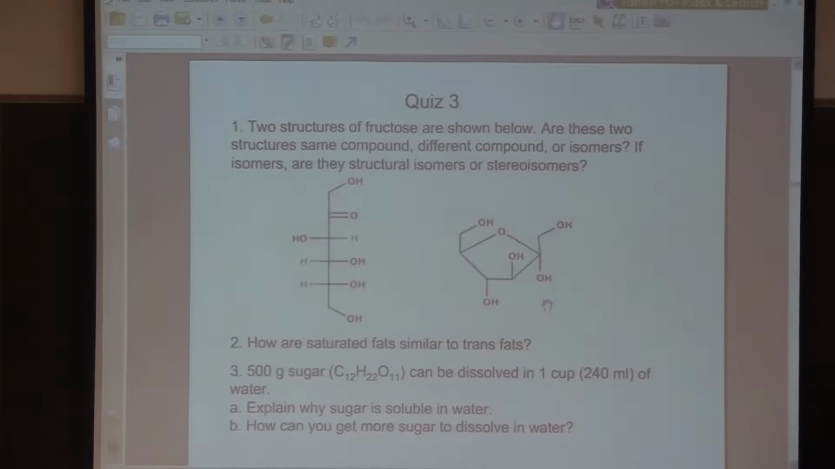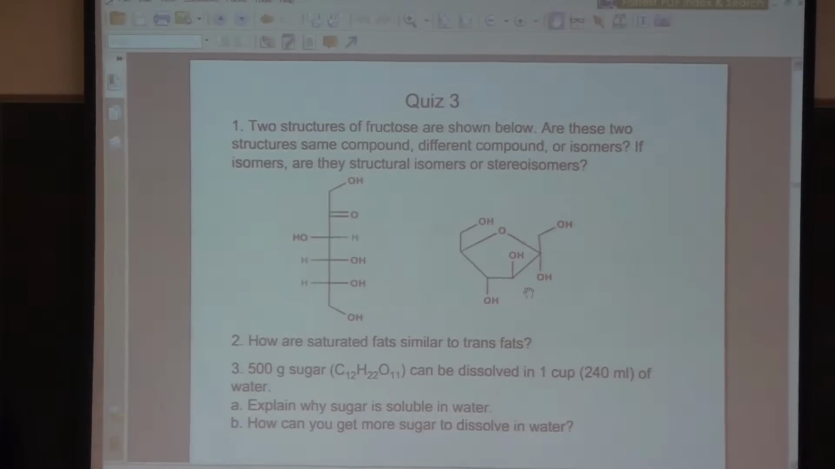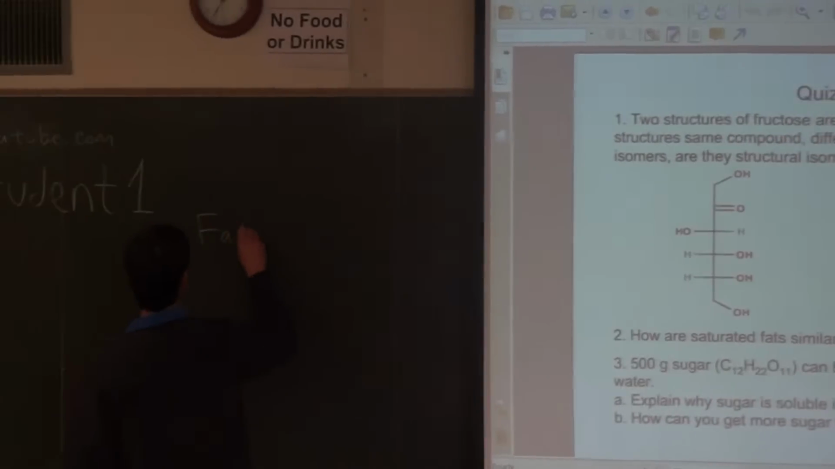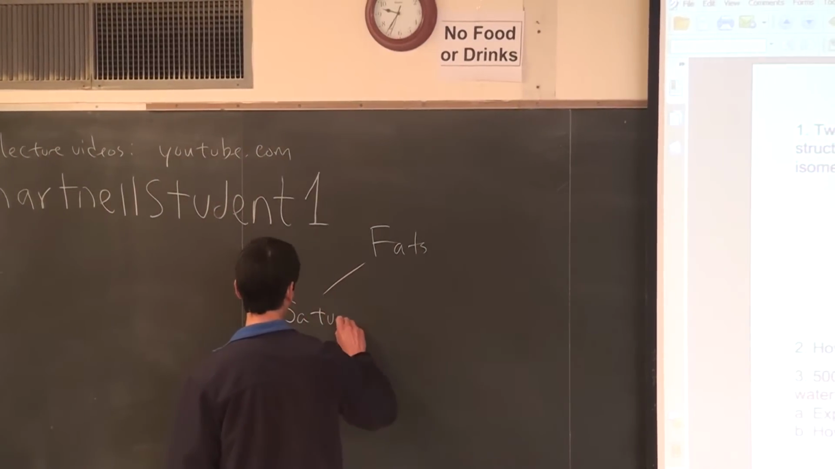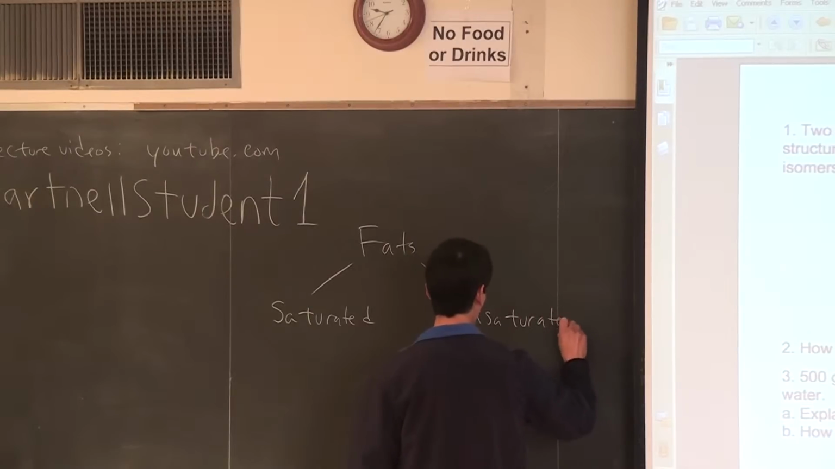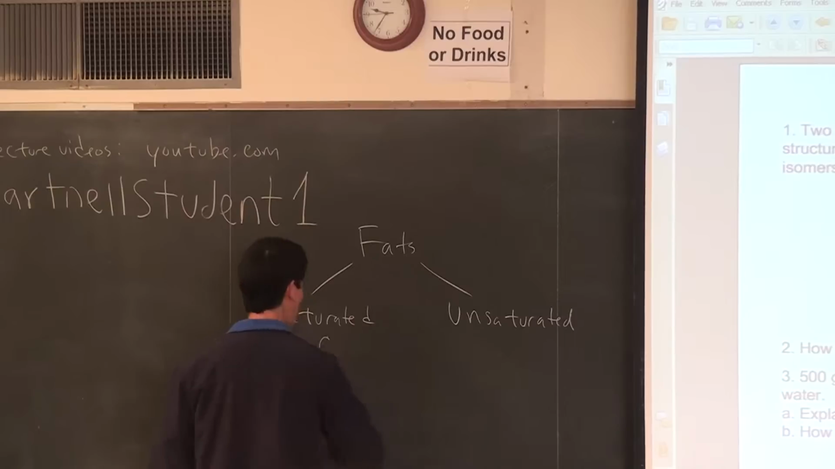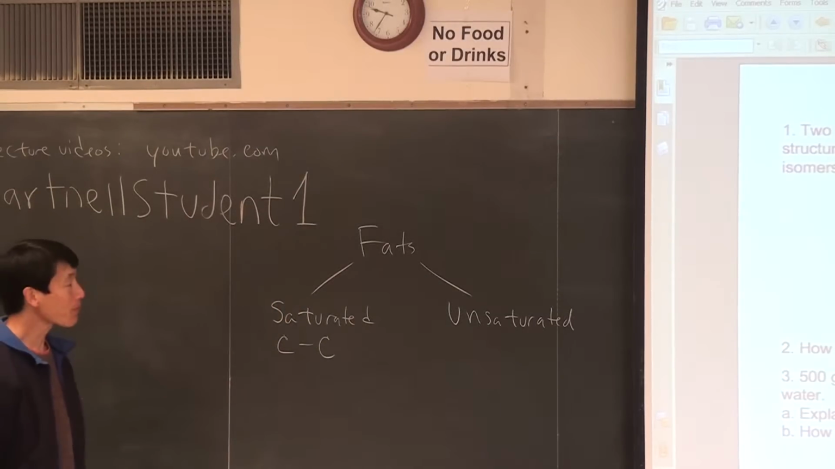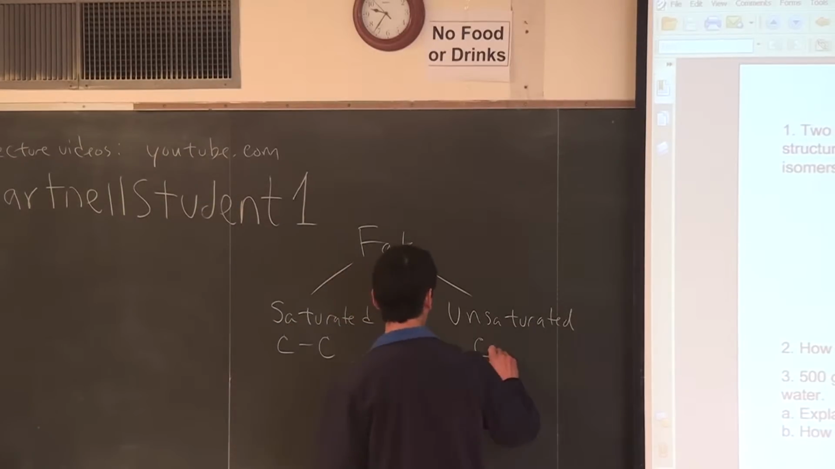For question 2, how are saturated fats similar to trans fats? A saturated fat has carbon-carbon single bonds only, whereas a trans fat is a type of unsaturated fat, which means it has at least one carbon-carbon double bond. Let me write this. Fats can be classified as either saturated fats or unsaturated fats. Saturated fats have all carbon-carbon single bonds. Unsaturated fats have at least one carbon-carbon double bond. And note that there are two isomers: the cis fats and the trans fats.